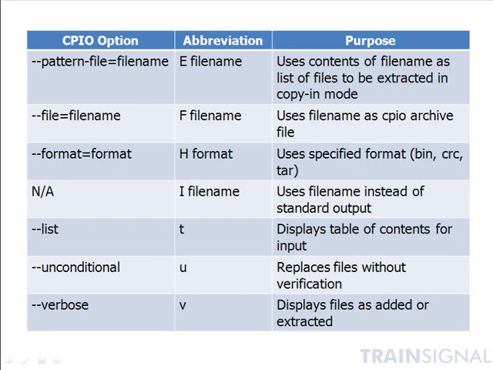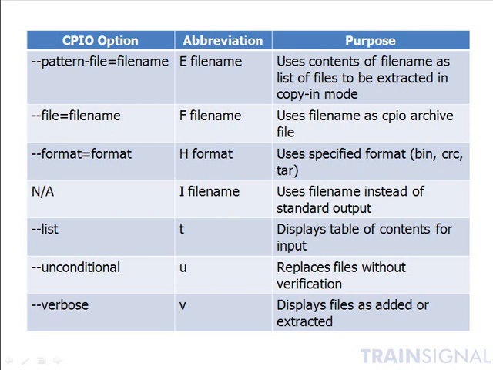--file=filename, abbreviated with capital F space file name, says to use the file name as the cpio archive file. And --format=format, abbreviated with capital H space format, says to use the specified format, which could be bin, CRC, or tar. And oddly enough, the -O space file name abbreviation doesn't have an option per se, but that means to use the file name instead of the standard output.